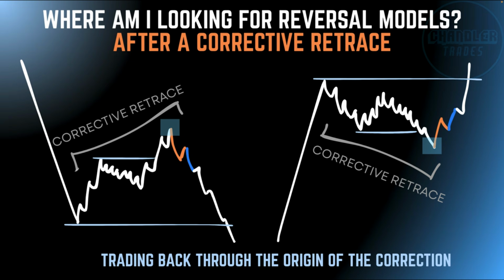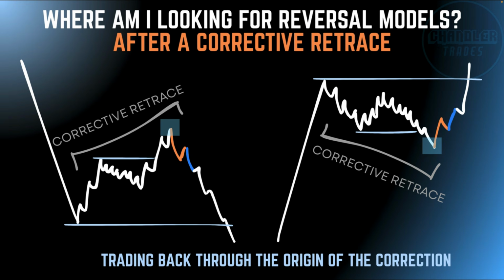And when we see a corrective retrace, such as the one sketched out here, I'm looking for a reversal back through that correction, back through the origin of that correction and beyond as the authentic trend resumes. There's going to be a lot of weak positions in here, weak participants that are going to get forced out of their position as the trending move begins. And so after a corrective retrace, that is where I'm looking for this reversal model to occur.